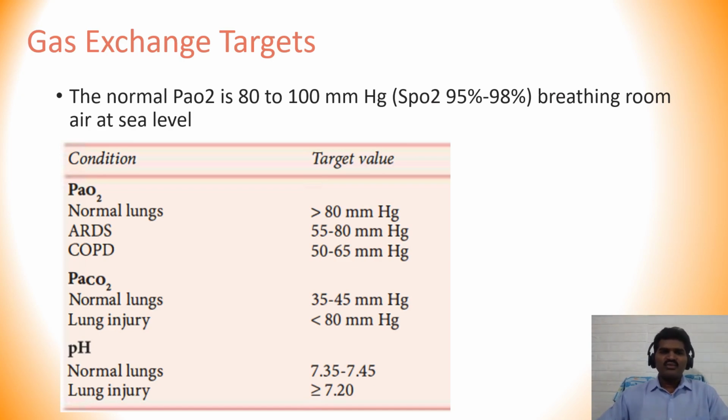PaO2 for normal lungs, your target is greater than 80 millimeters of mercury. If the patient is having ARDS, 55 to 80 millimeters of mercury will suffice. If the patient is a known case of COPD, 50 to 65 millimeters of mercury will suffice. PaCO2 values for a patient with normal lungs are 35 to 45 millimeters, that is normal PaCO2 levels. If the patient is having a lung injury, your target is 60 to 90 millimeters of mercury. pH, if the patient is having normal lungs, you should maintain a normal pH as far as possible. If there is a lung injury, you should maintain pH at least greater than 7.2.